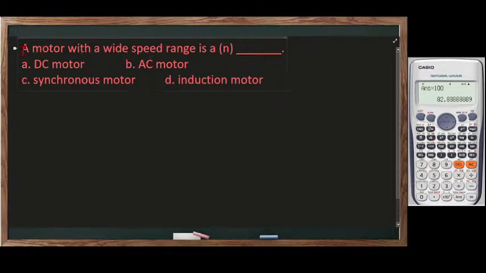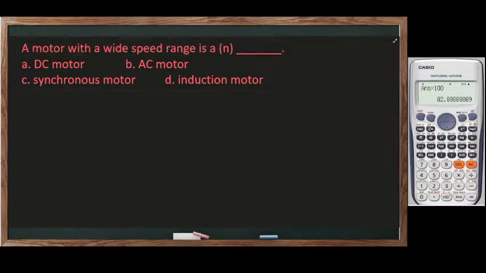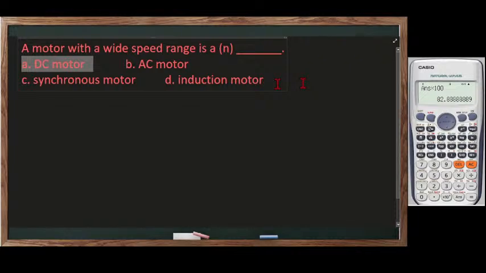Okay, so a motor with a wide speed range, no, is called a blank. So is it a DC motor, an AC motor, a synchronous motor, or an induction motor?